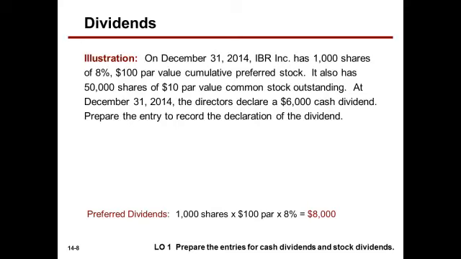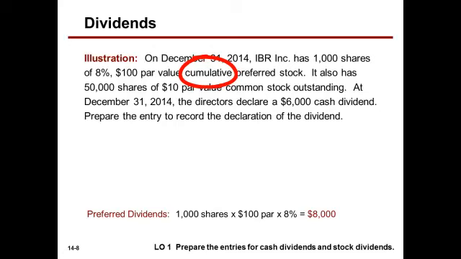Now, the corporation has only declared a $6,000 cash dividend at the end of 2014. So guess who's going to get it all? It's going to go all to the preferred shareholders. And furthermore, in the next year, if there's a cash dividend declared, the $2,000 difference, called dividends in arrears, will go to preferred shareholders first.